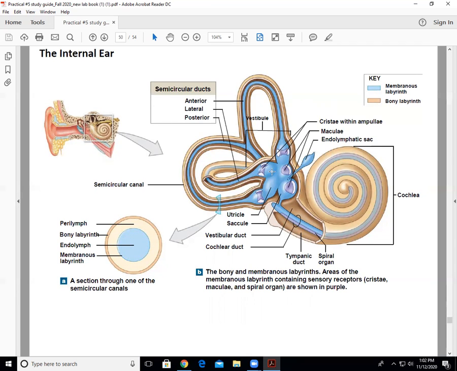All right, so other structures here, kind of in the vestibule area, or close to the vestibule, you have the utricle, these two bumps, and the saccule. These. And this whole spiral is your cochlea.